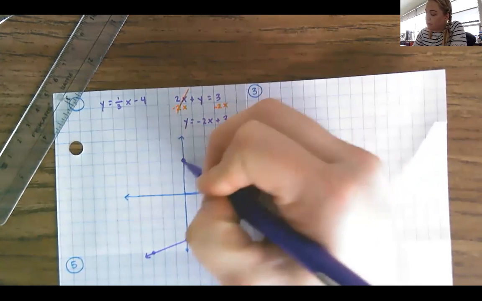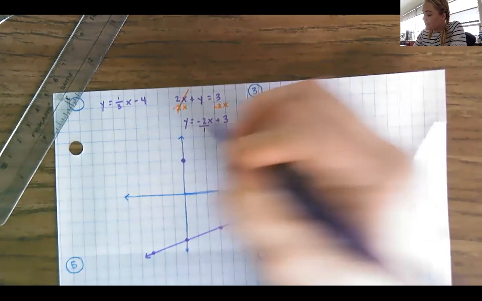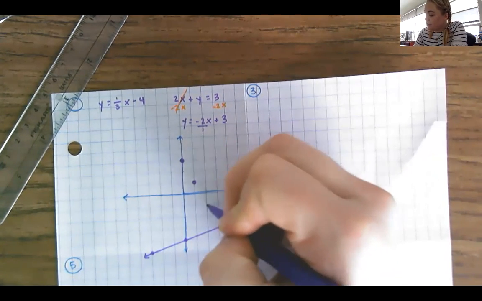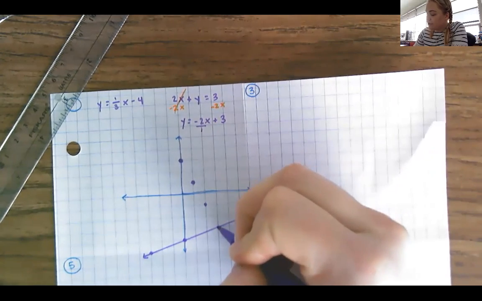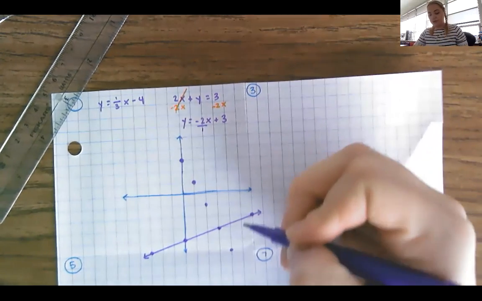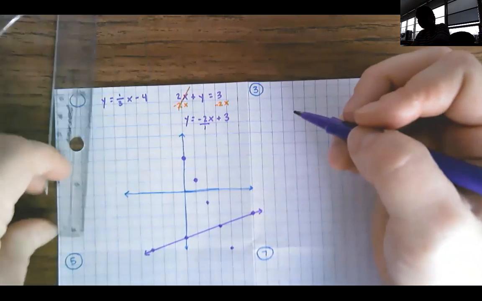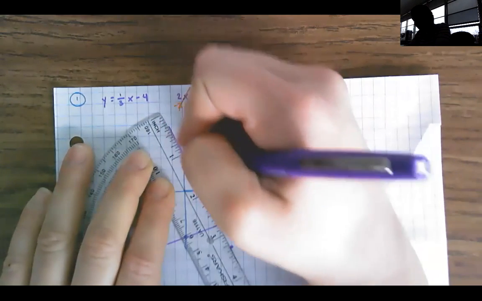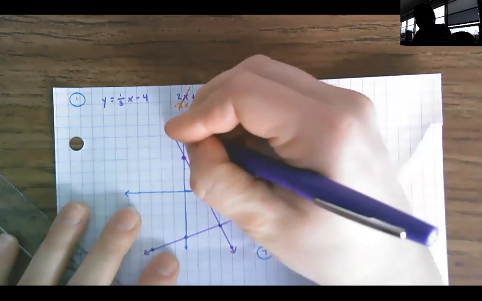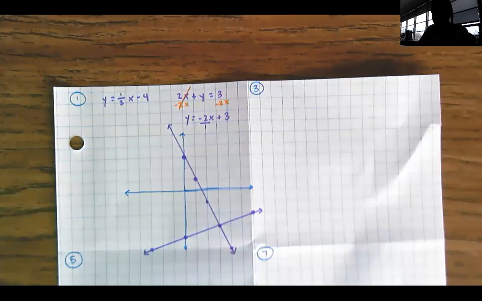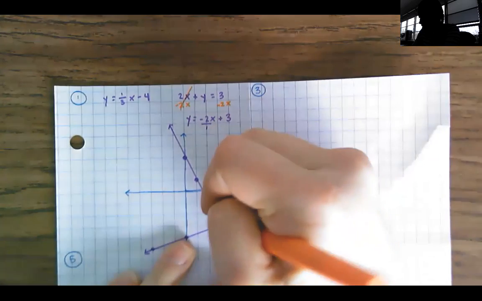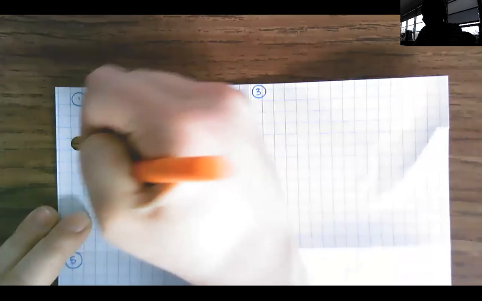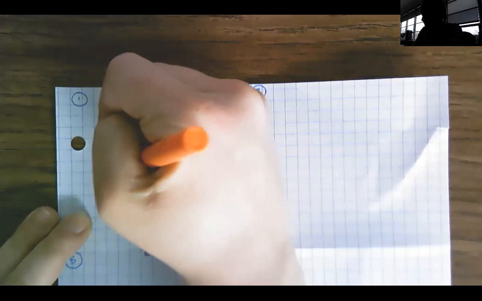So we put our first dot at +3. Your slope is -2/1. That means you go down 2 to the right 1, down 2 to the right 1, down 2 to the right 1, and down 2 to the right 1. I can see that they cross at that lovely dot there. And the ordered pair for the place that they cross is +3, -3. So my answer would be 3, -3.